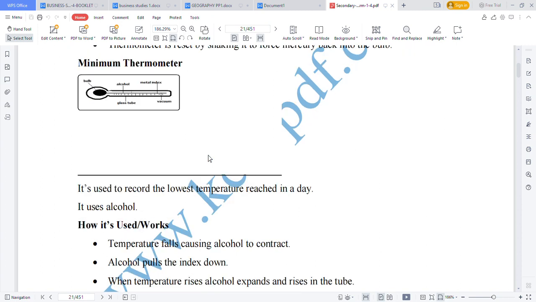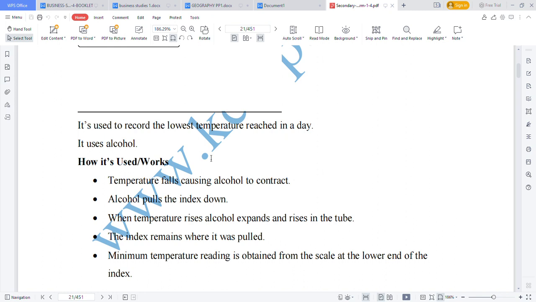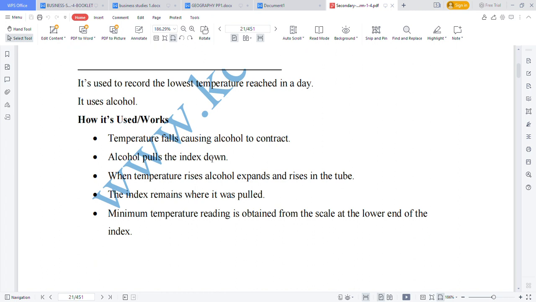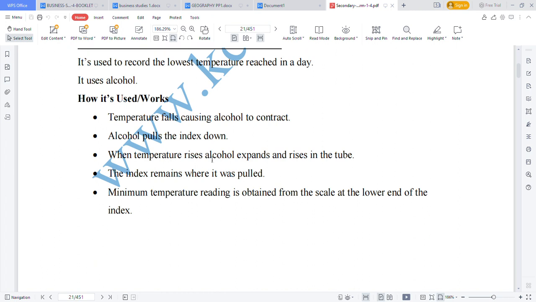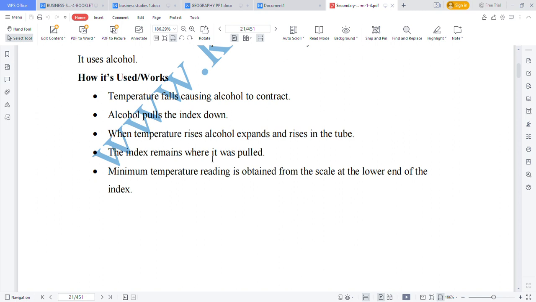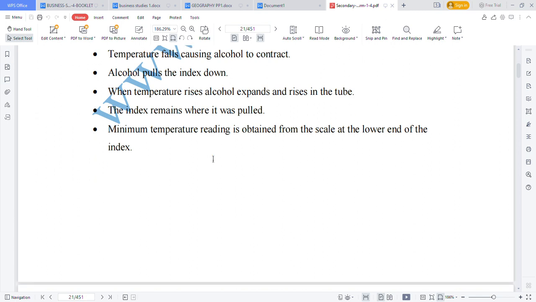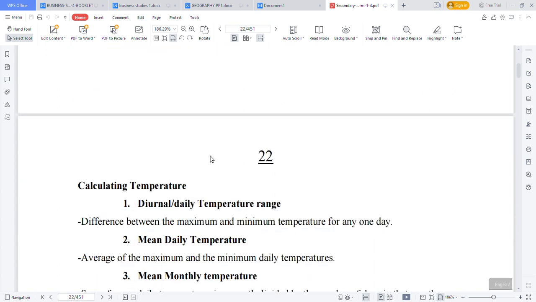Then let's talk about the minimum thermometer. It is used to record the lowest temperature reached in a day. It uses alcohol. How is it used? Temperature falls, causing the alcohol to contract. Alcohol pulls the index down. When temperature rises, alcohol expands and rises in the tube. The index remains where it was pulled. The minimum temperature reading is obtained from the scale at the lower end of the index.